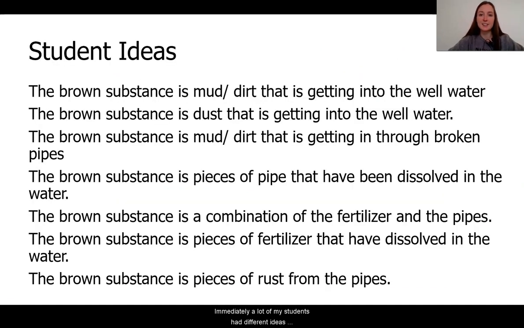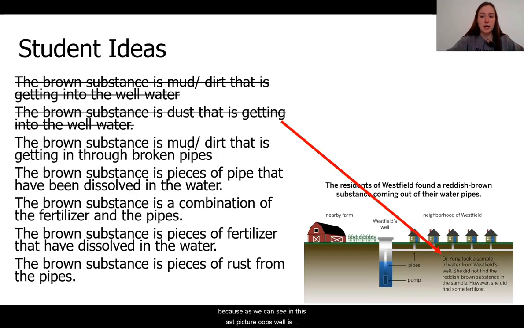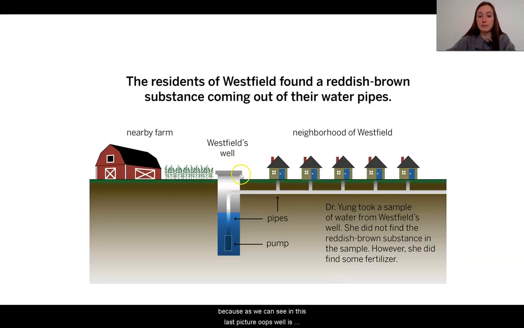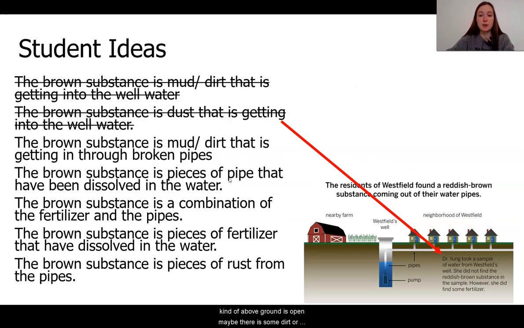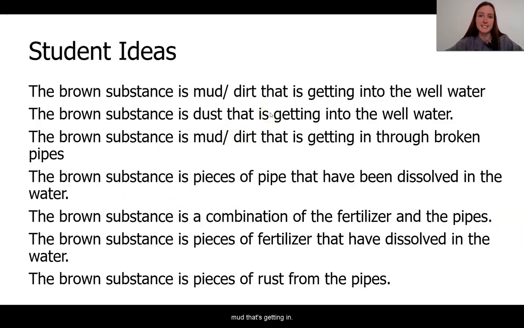Now, immediately, a lot of my students had different ideas about what could be going on with Westfield. Here were some of their thoughts that maybe this brown substance reminded people of kind of mud or dirt, and maybe because, as we can see in this last picture, the well is kind of above ground, it's open, maybe there is some dirt or mud that's getting into the well water. There was also thought that the brown substance is pieces of the pipe being dissolved in the water. So the pipe and the brown substance shared some characteristics and properties.